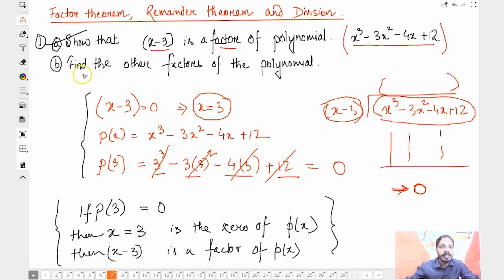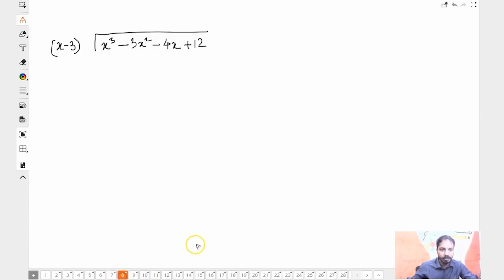Next question says, find the other factors of the polynomial. Now, you see this is a cubic polynomial. So a cubic polynomial means you will have 3 zeros or 3 factors. So 1 you got it. So x minus 3 is 1 factor. How do you find the other 2 factors? So if they ask you to find out the other 2 factors, you need to divide it. That means you have to go for long division method. Even if we know what is the remainder, we have to divide it. So let us divide it.